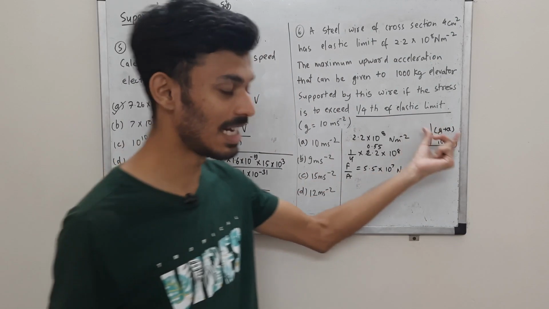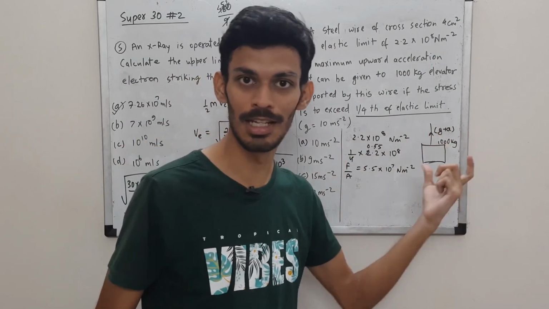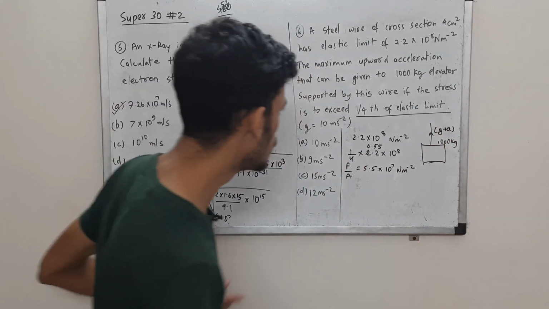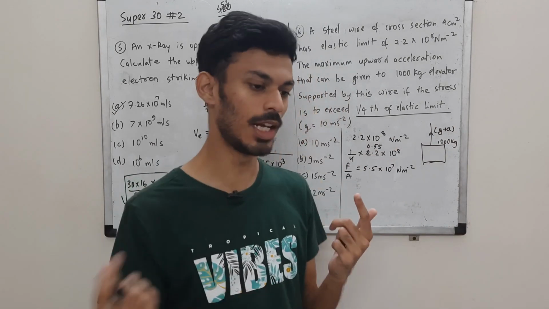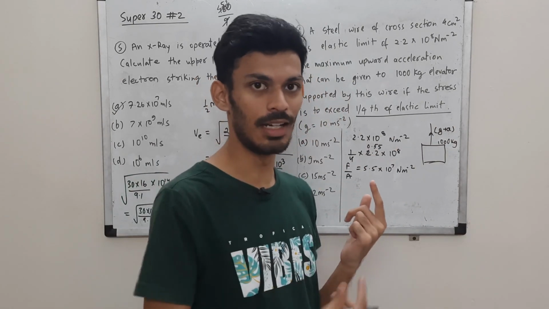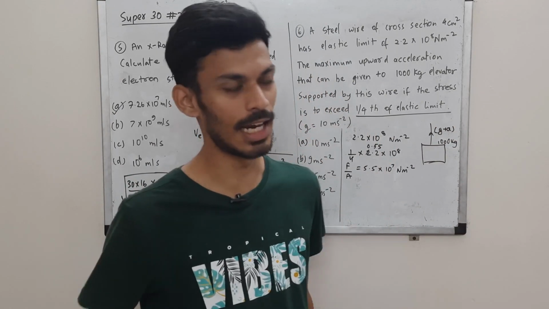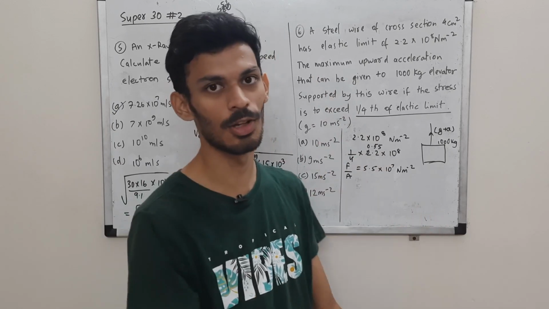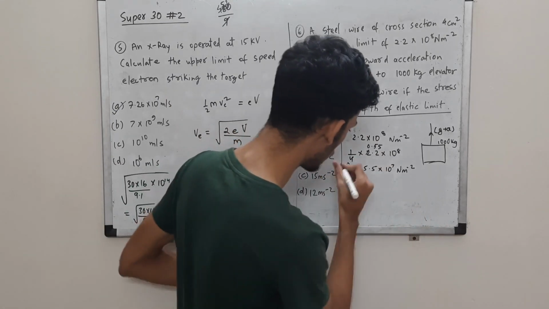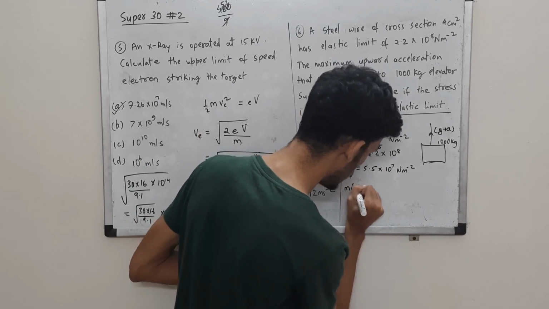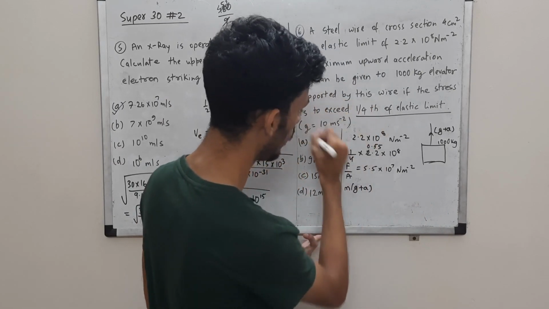So here the acceleration on the string is g plus a. Basically g is in the downward direction. If you go in the frame of that lift, you have to apply it in the upward direction. So a is also in the upward direction, g is also in the upward direction, a plus g. So force is m into g plus a. That's why g was given over here.